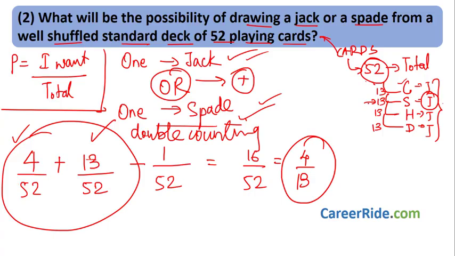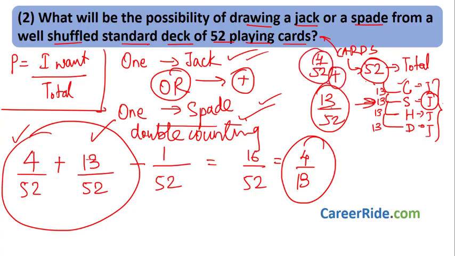So there are 13 spade cards. I want one spade card, and I can choose any one of the 13 spade cards. So the probability of getting a spade card is 13 by 52, right? And since it is OR, we add them. For the jack card we have 4 by 52, plus the spade card 13 by 52.